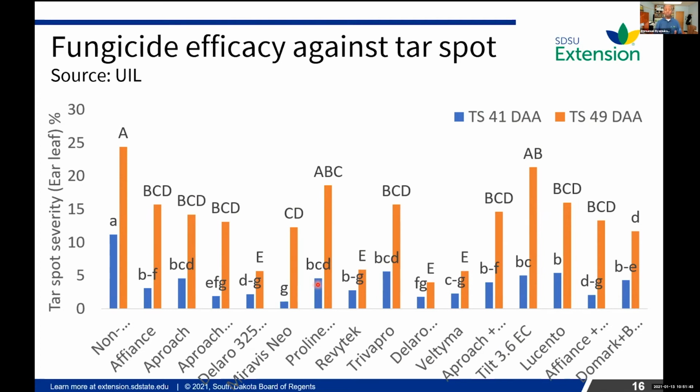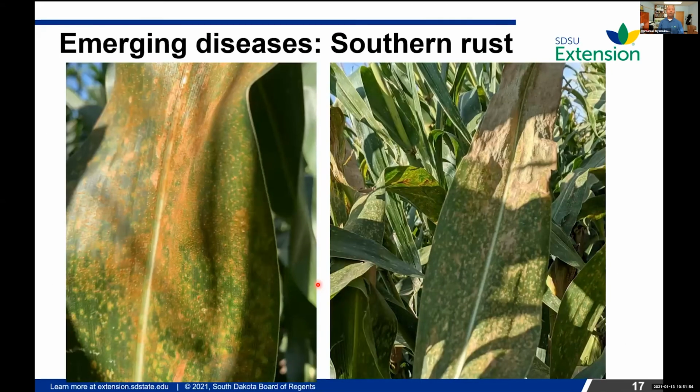So that's a good thing that with TerraSport, if it ever comes, then we'll do fungicide efficacy here. But so far in other states, they're finding fungicides to be effective. All right, so the last disease I'll mention as an emerging disease is southern rust.